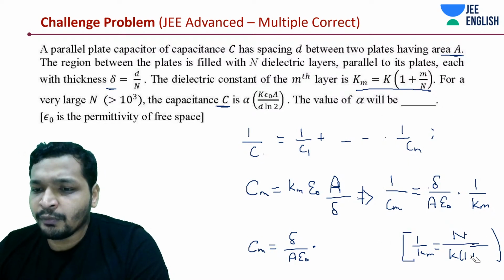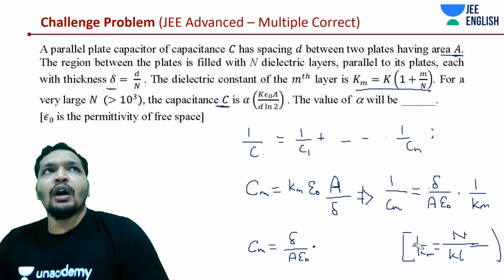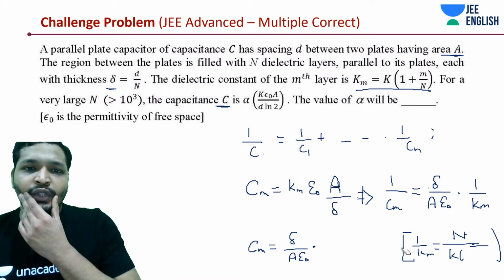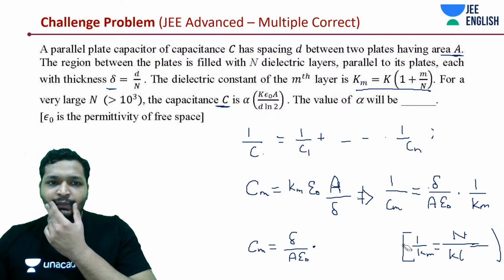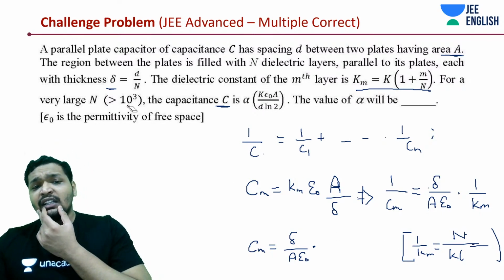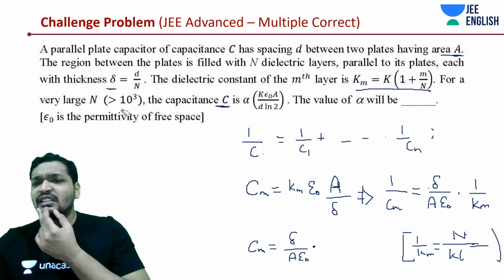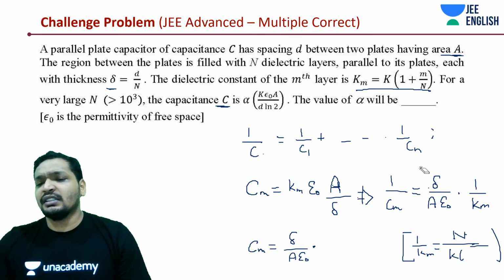M, we can say it goes from 1 to n, so m goes from 1 to n, something like that. But n is very large, guys. Do remember, n is very large. That means there are many such layers, many such layers.